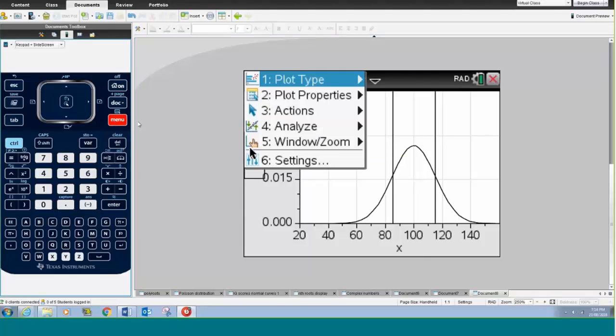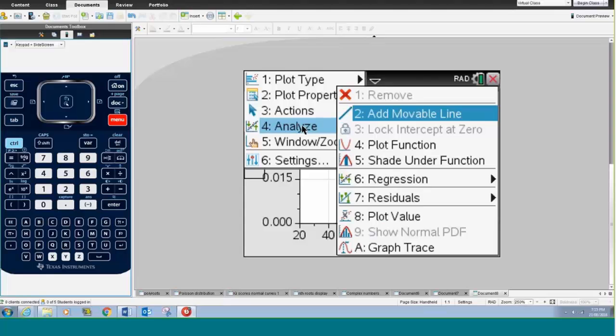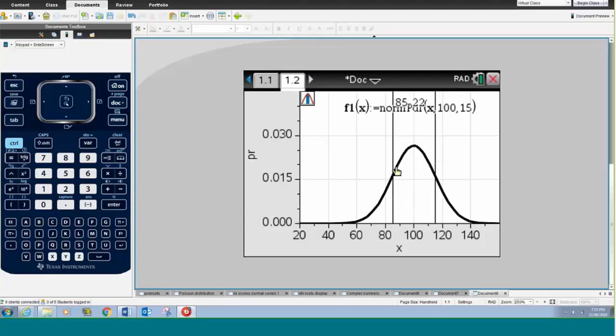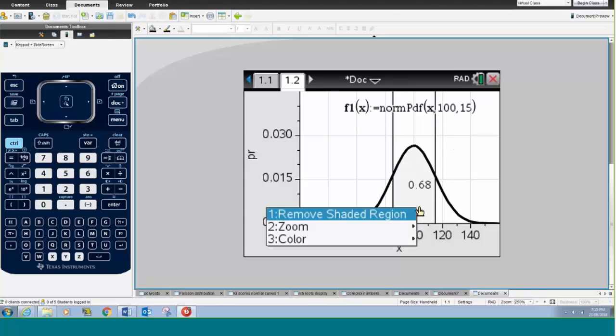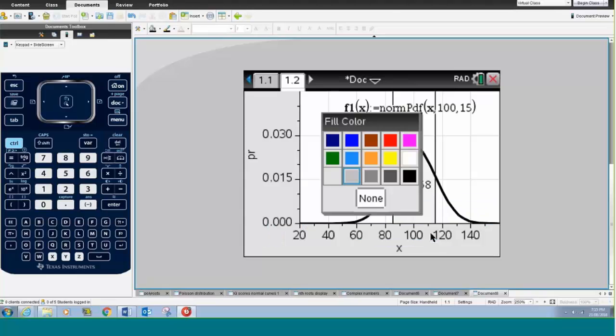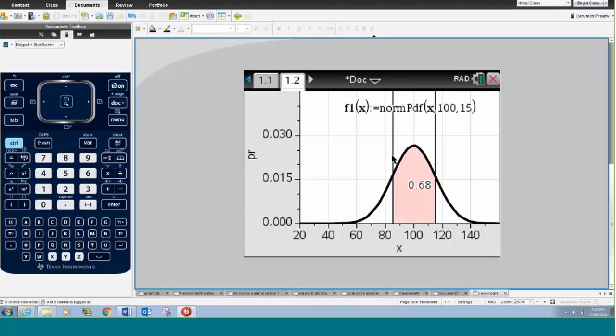Now, if I go again to menu and analyze, I can shade under the curve between those two values. And I get this area, which I can make a different color. So clicking in between, I can see this is one below the mean, that's one above the mean, and this is 0.68, which gives us the area within one standard deviation from the mean.